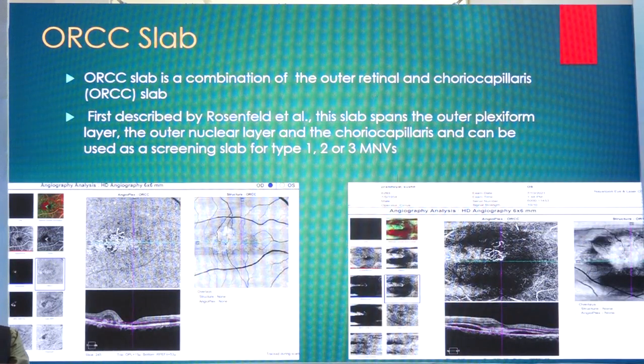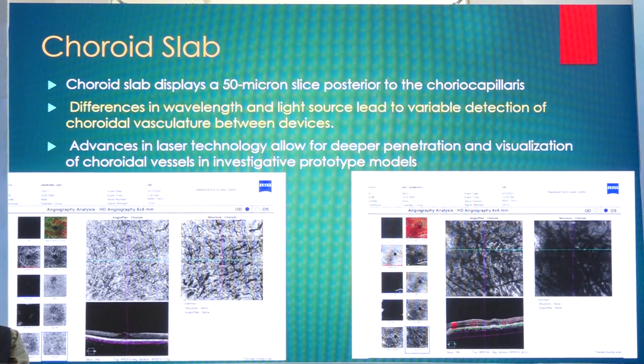ORCC slab is a combination of outer retinal slab with choriocapillaries. It was first described by Rosenfeld. This slab spans the outer plexiform layer, the outer nuclear layer, and the choriocapillaries. So it's a wide slab which involves the choriocapillary and the avascular zone. In this slab, you can nicely identify CNVMs, like in this patient, and here is another patient where you can see a good CNV image.